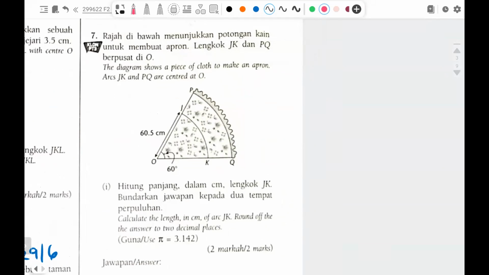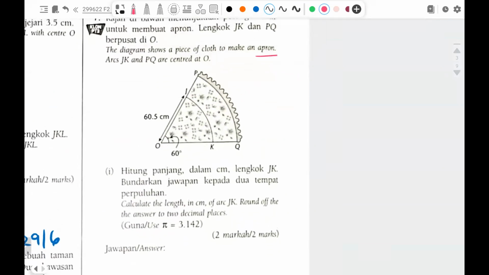Yes, okay. So let's proceed with number 7. Pizza, is this a pizza? No. Oh, it's not a pizza. Too hungry, okay. It's an apron. So we have arcs JK and PQ centered at O. That means we have 2 sectors, one, and then another bigger one, like this. Calculate the length in cm of arc JK. Round off the answer to 2 decimal places, so we do it later.